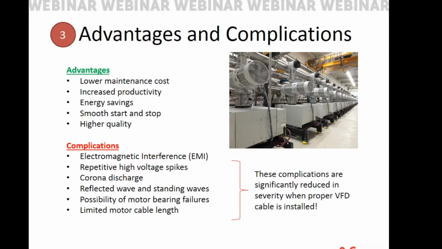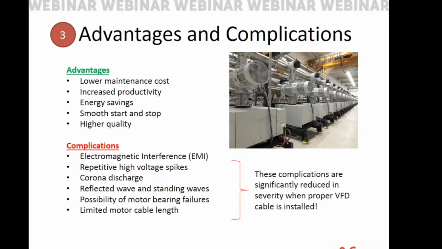Complications from using VFD systems. Because we're feeding, instead of a 60 Hz sine wave down the cable to the motor, a pulse width modulated waveform, which typically has a carrier frequency of 2 to 4 kilohertz, we can see frequencies into the megahertz range on the power conductors of the cable. If this is allowed to leak out of the cable, you could interfere with other wireless and wired systems in the building or remote to the building.